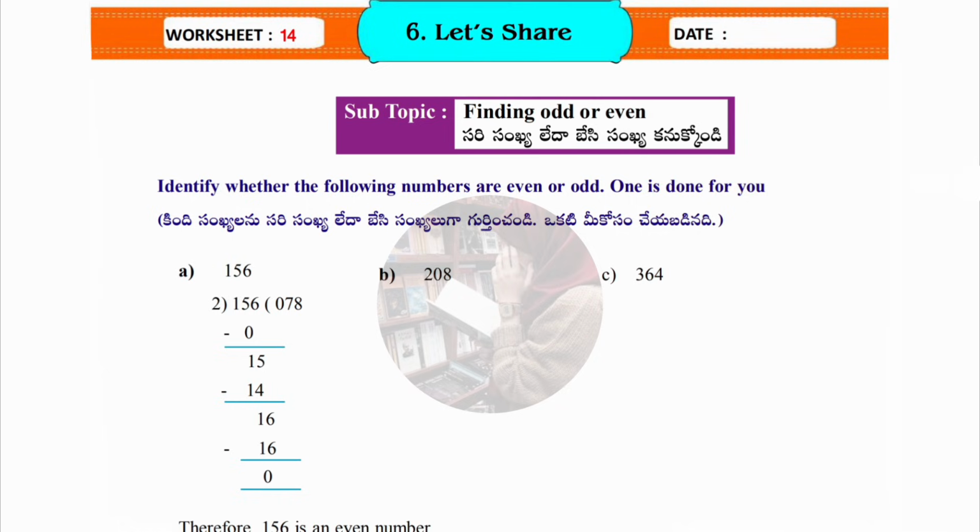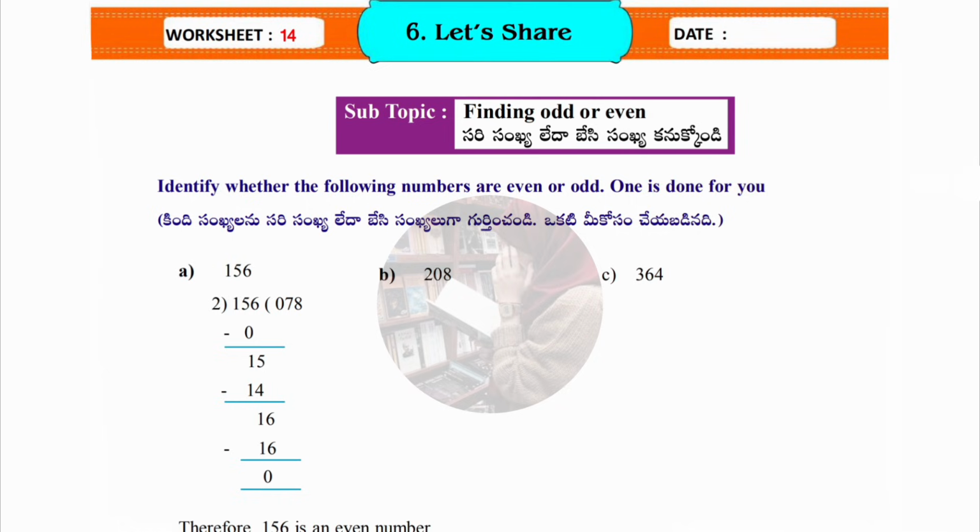Okay, so let's do this, guys. 156 is given. So to find whether it is even or odd, what do we have to do? We have to divide it by 2. Then only we'll understand whether the given number is even or odd. Actually, we can understand by seeing the units digit only. But here we have to do it by division. Then we have to say whether the given number is even or odd. Okay, so we'll divide 156 by 2.